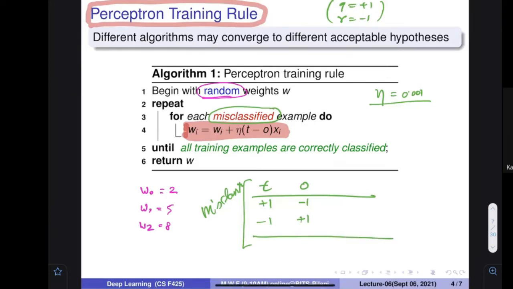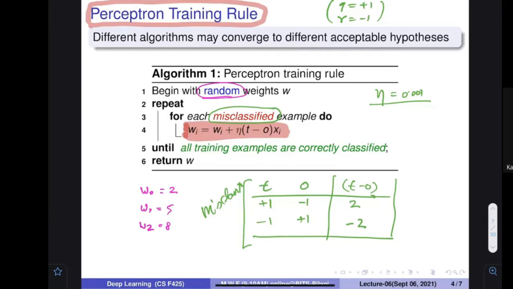In this case, what is the value of target minus output? Can you tell me what is the value of target minus output? Target is +1, output is -1. So this becomes 2. Am I right? Target minus output is 2. For target -1 and output +1, target minus output is -2. Okay. So this is what the scenario is.